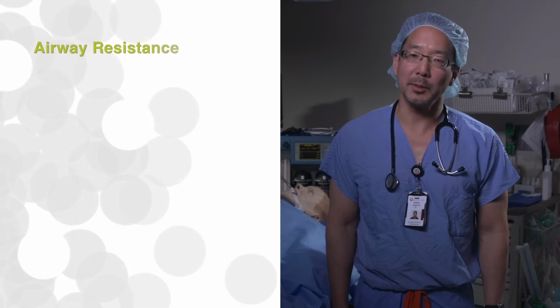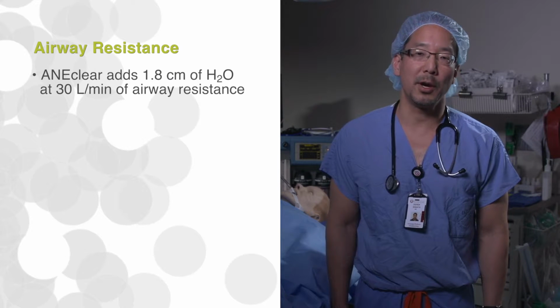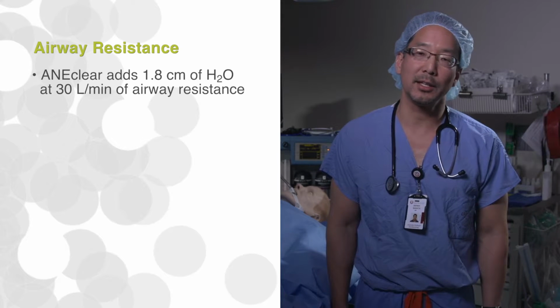At 30 liters per minute, ANEclear adds 1.8 centimeters of H2O airway resistance into the breathing circuit. This added resistance minimally increases the work of breathing for a spontaneously breathing patient, as ANEclear is typically a very small percentage of the total circuit resistance. This added resistance is comparable to adding an additional large diameter bacterial filter into the breathing circuit.